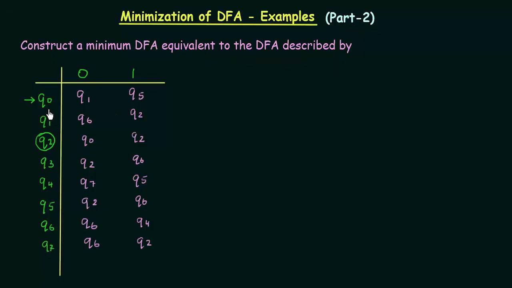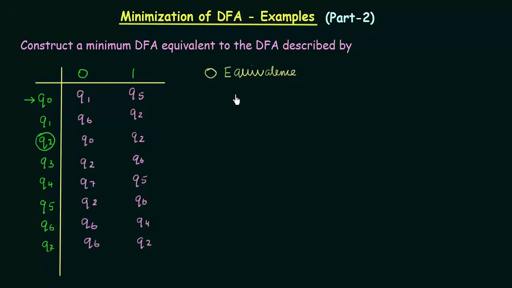So here we have a DFA which has 8 states Q0 to Q7, and our task is to design a minimum DFA equivalent to this. That means we have to design a DFA that works exactly like this, but we want to have minimum number of states. So how do we do this? We do this by starting off by writing the equivalences, starting from 0 equivalence.